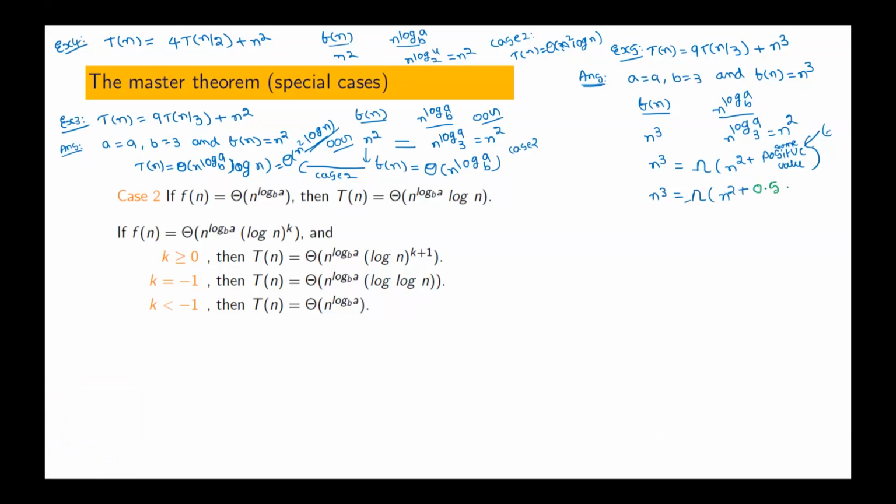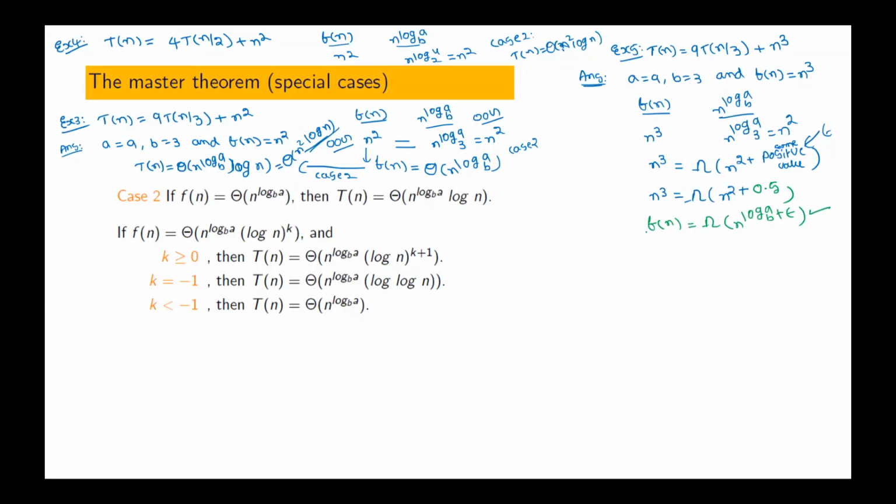0.5 I'll take. All are correct, but why take 0.1 every time? I have written 0.5. Is that correct or not? So that means f of n is of the form big omega of n power log a base b plus epsilon. This is of this form.